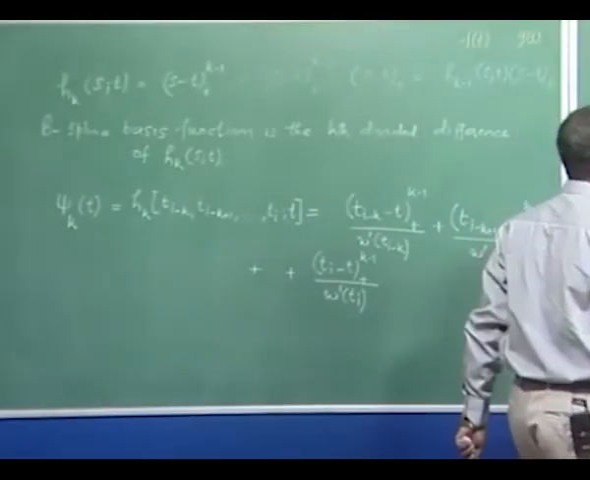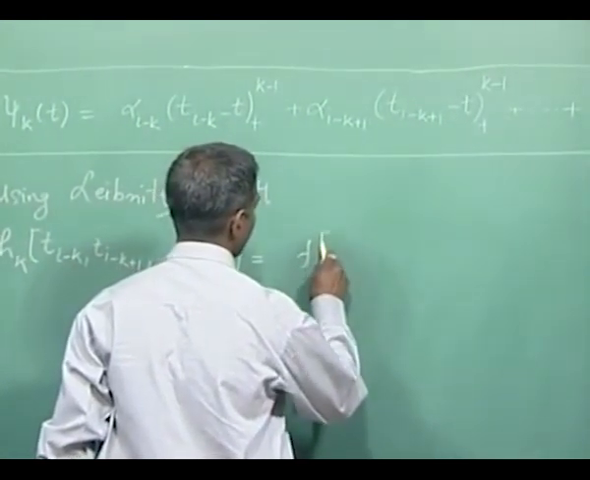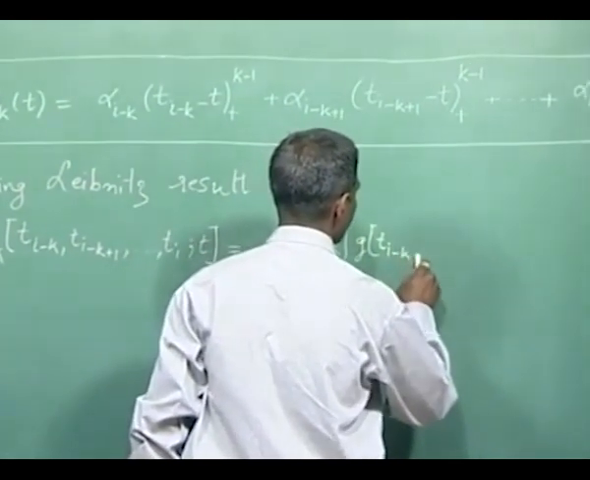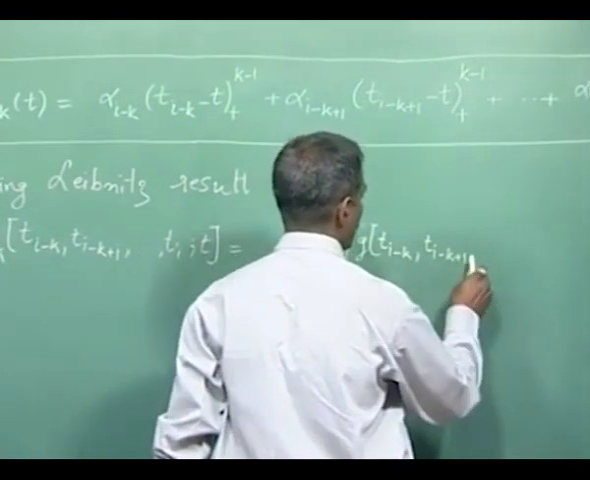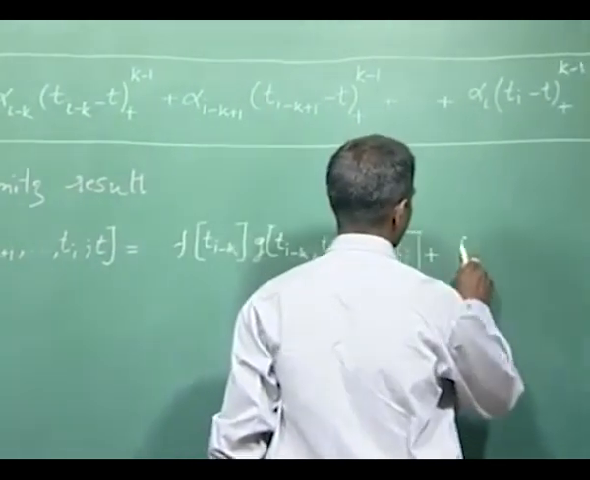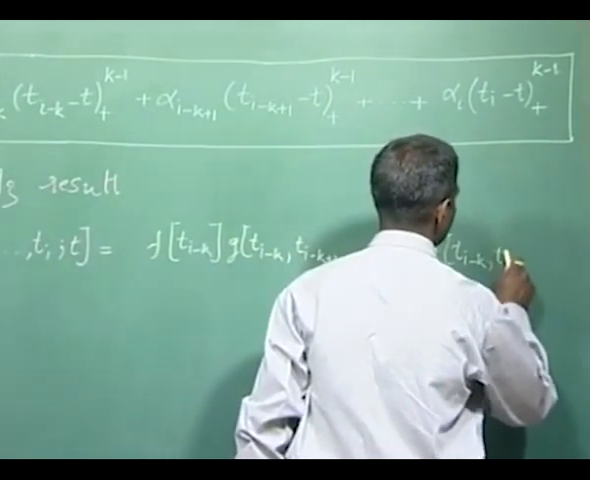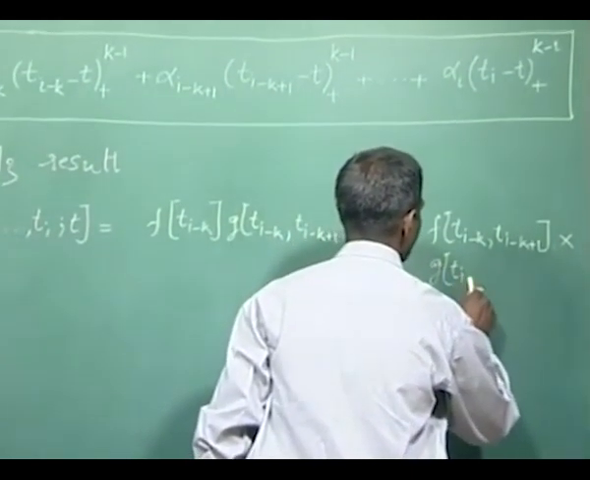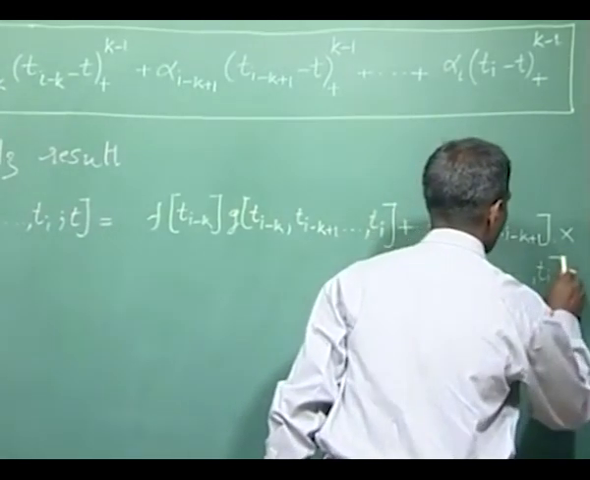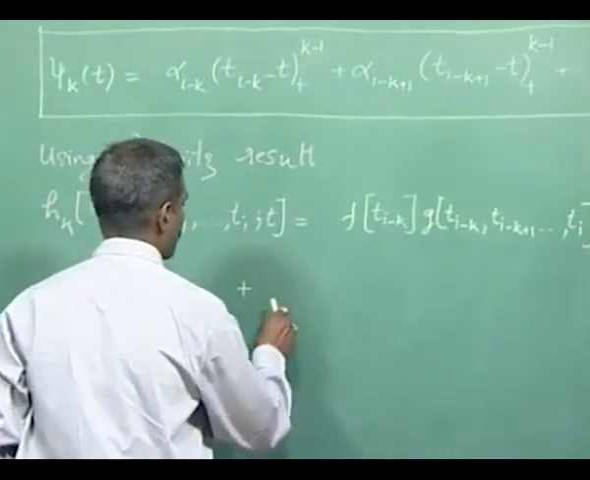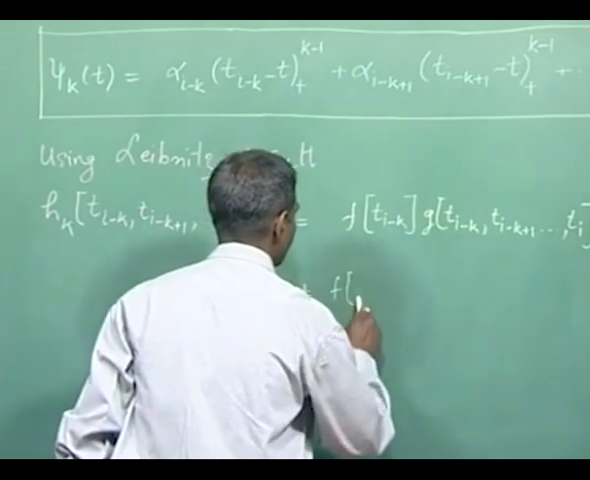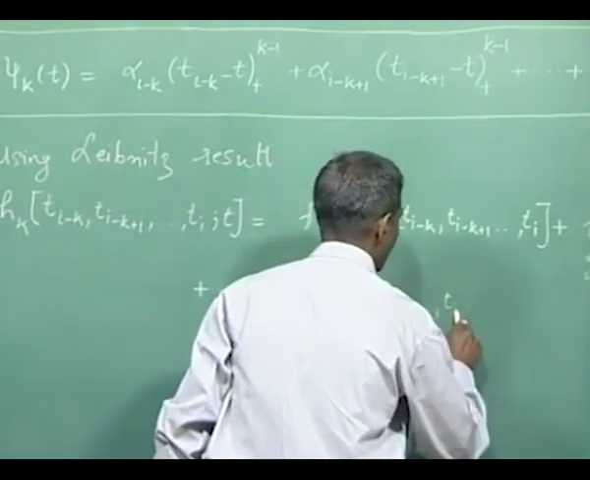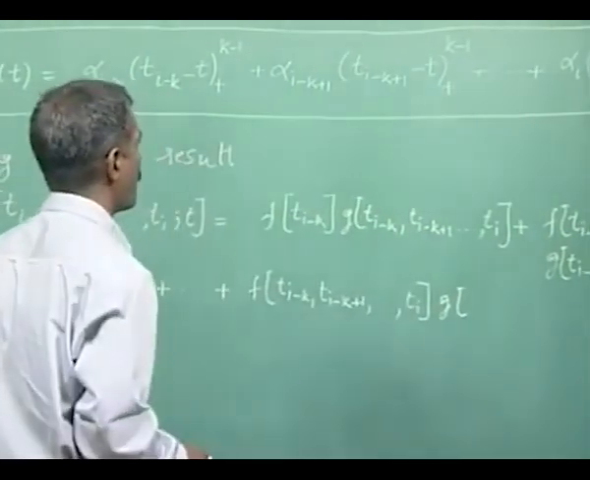So in terms of f and g, I'll have f(t_{i-k}) g[t_{i-k}, t_{i-k+1}, up till t_i], plus f[t_{i-k}, t_{i-k+1}] g[t_{i-k+1}, up till t_i], plus many terms, and the last term here will be f[t_{i-k}, t_{i-k+1}, up till t_i] g(t_i).